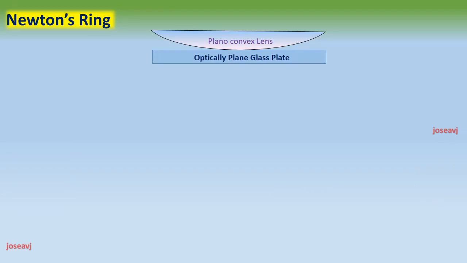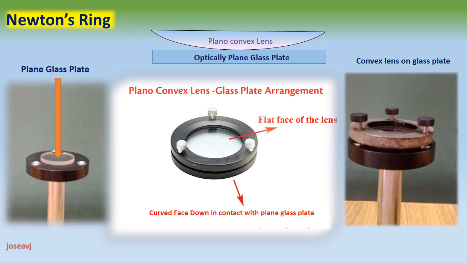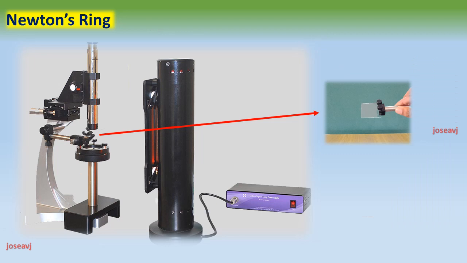A plano-convex lens of large radius of curvature is kept on top of an optically plane glass plate. This is the arrangement of lens and glass plate, with the flat face of the lens facing up and the curved face in contact with the plane glass plate. A transparent glass plate inclined at 45 degrees turns the light rays coming from the source through 90 degrees so that rays fall normally on the plano-convex lens.